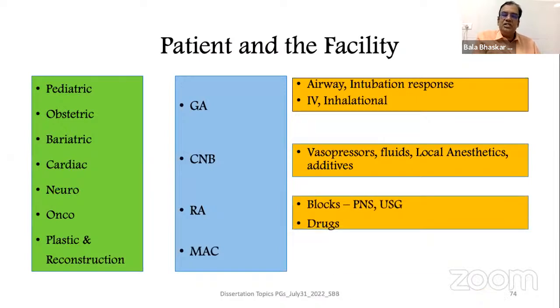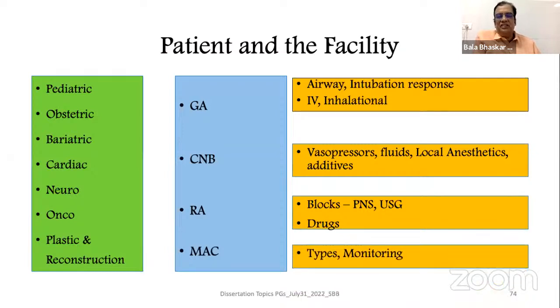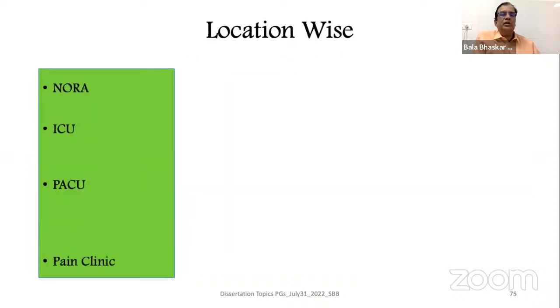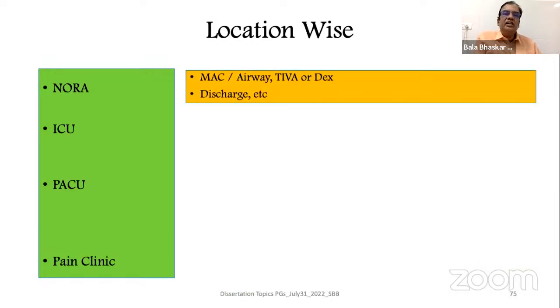And regional anesthesia, of course, nowadays we are talking more and more about ultrasound usage and the drugs which are available. And monitored anesthesia care, the various types of monitoring which are important in monitored anesthesia care, and the location. For example, non-operating room anesthesia or outside of the OT. So we can have the ICU where we can do research. We can have PACU, or pain clinic related research that is taken forward. For example, if it is non-operating room anesthesia, as I said, we can have monitored anesthesia care related topics.